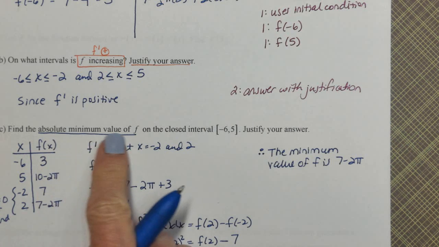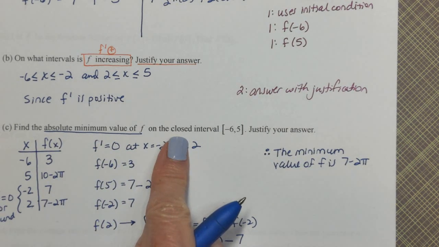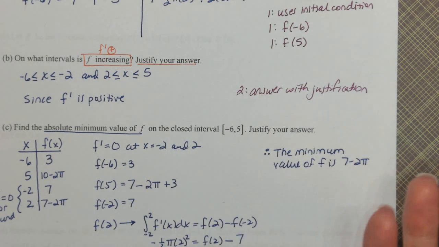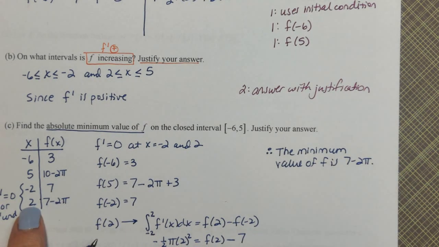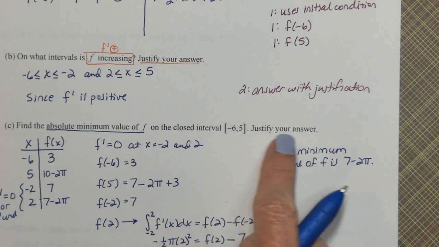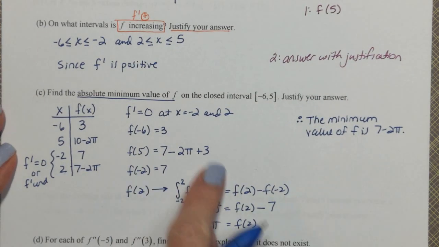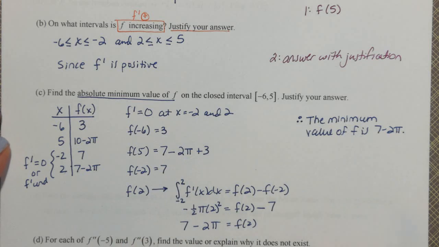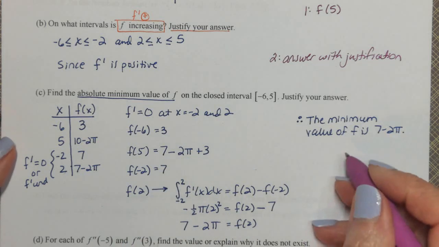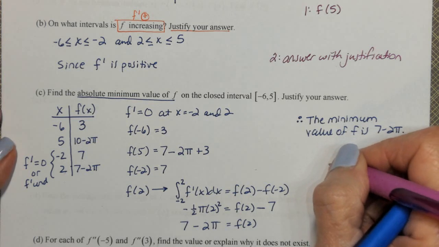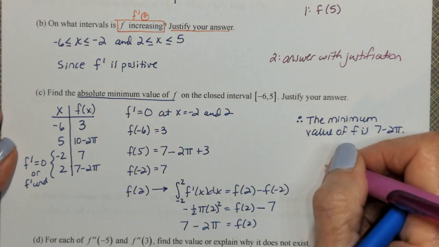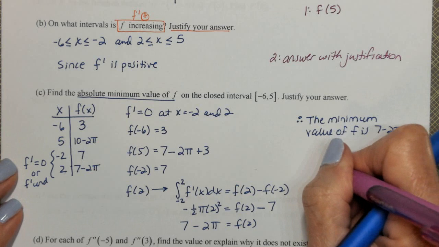Did they ask for the x value at which it occurs? They did not. So we don't have to give it to them. If you want to say at x equals 2, fine, but they didn't ask for it. Our justification is the work that we showed. Full credit. This year, this was worth only 2 points. Usually an absolute min-max is worth 3 points, but this year it was only worth 2.